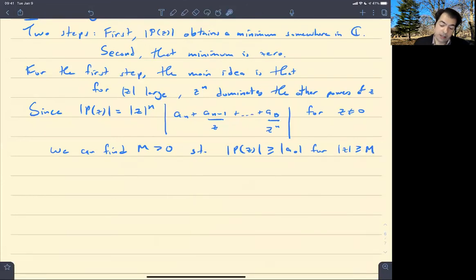Right. So if mod z is large, then all of these terms are small. And so another way of saying this, for mod z large, this is going to infinity. Right, but it's going to infinity in all directions on the complex plane. So I can find some mod M so that this is true.